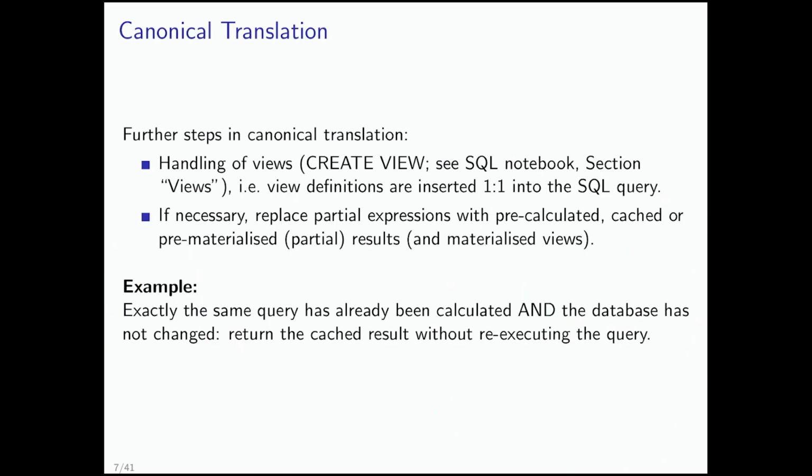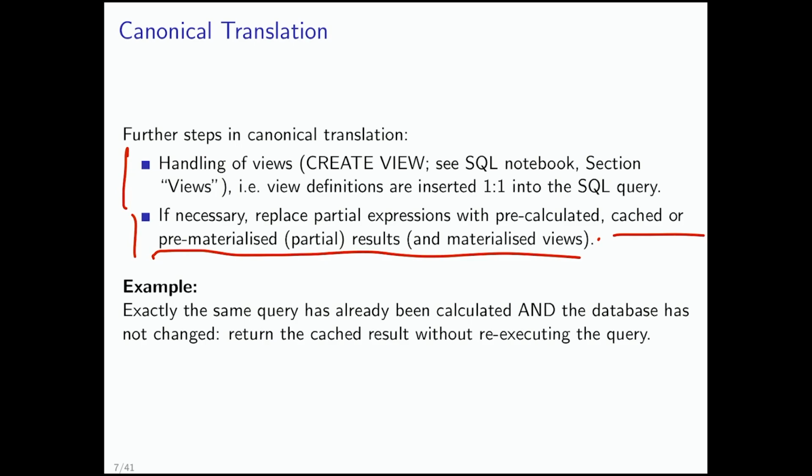Okay, so as I said, views should be handled in that step. And what you could also do, and what many optimizers do, is replace partial expressions with pre-calculated ones. Whenever there's a computation, similar to what your programming language compiler would do, if there's a plus 2 times b or something like that, it tries to simplify these expressions. So if there are constants being multiplied, you can already replace them by the result of that multiplication, stuff like that. In databases, in particular, cached or pre-materialized results can be used.